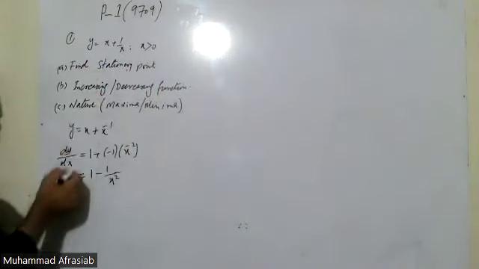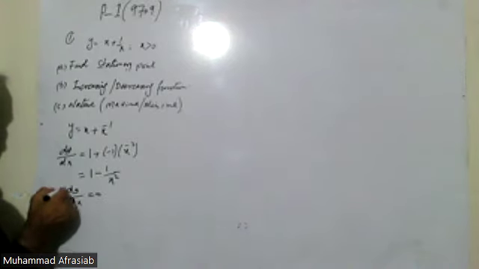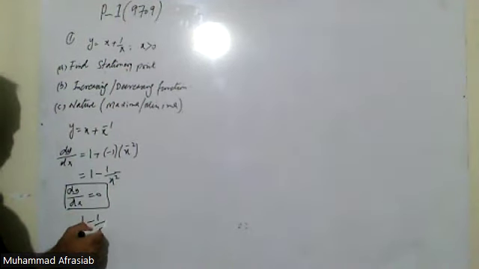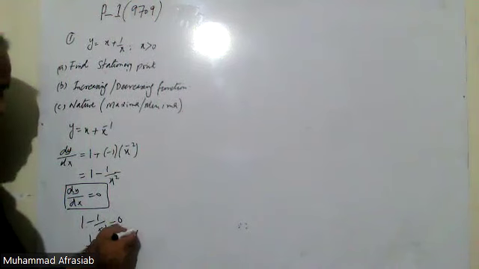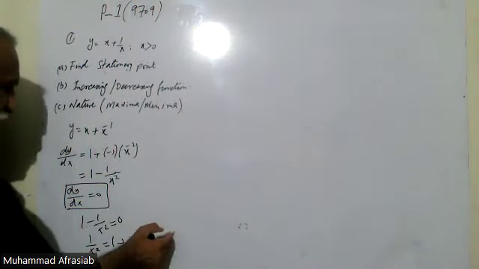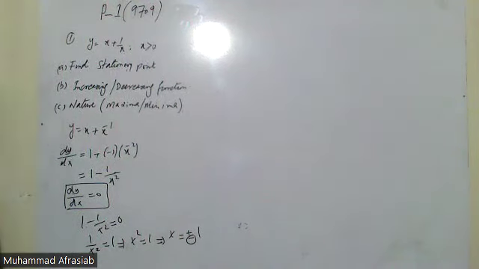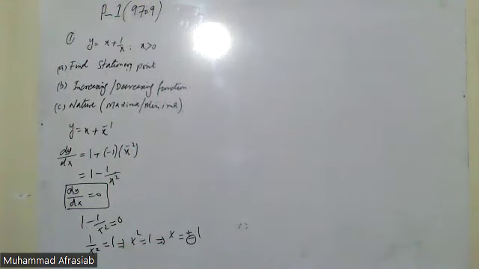For the stationary point, you have to put dy by dx equal to 0. So this becomes 1 minus 1 over x square equal to 0, or 1 over x square equal to 1. This implies that x square is equal to 1, or x is equal to plus minus 1. But minus 1 we are going to reject because x should be greater than 0. So the x coordinate is equal to 1.